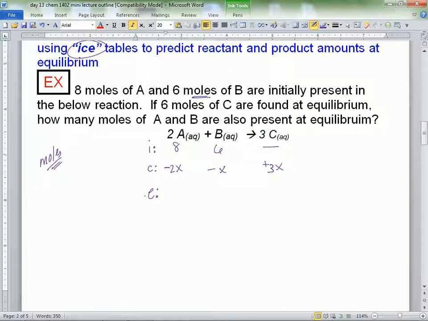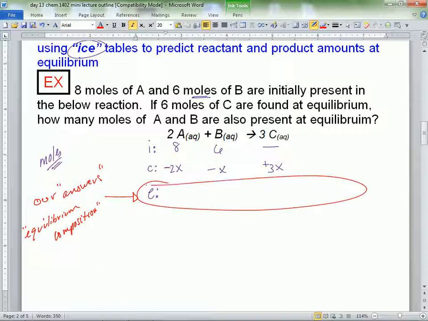E probably stands for equilibrium. These are all of our answers. Maybe better to say our equilibrium composition, if you want to use technical jargon. So here's where all of our answers are. How do you get it? Just add what you had initially to the change, and put your answer in there.